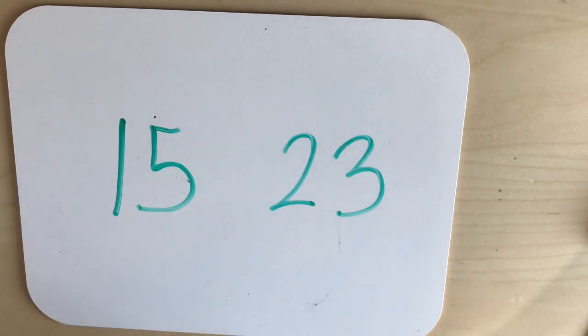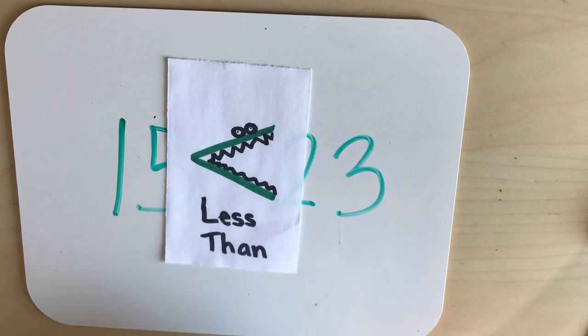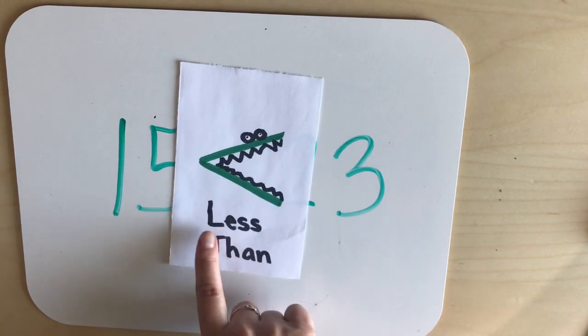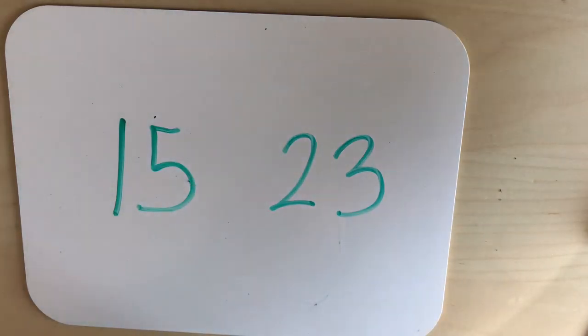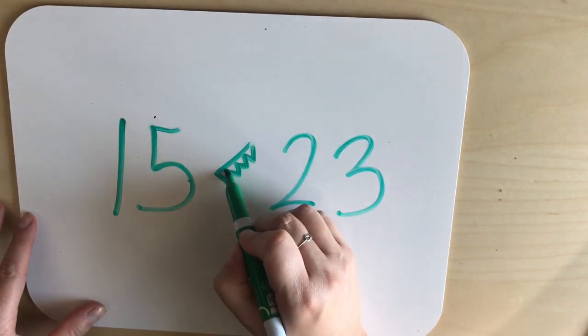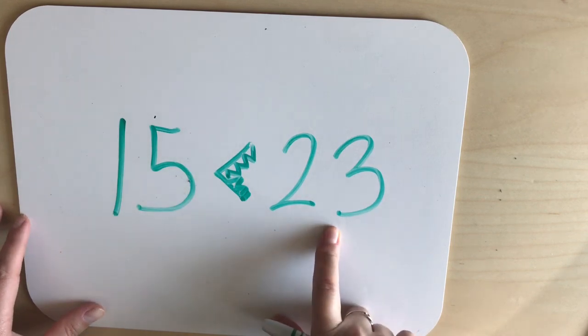How can we show that? Which symbol would we use? Go ahead and draw it out. Did you choose this one? Yeah. 15 is less than 23. Let me go ahead and write that out. 15 is less than 23. The alligator is facing the bigger number.